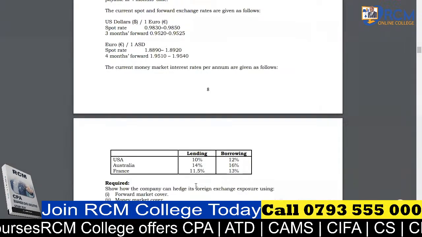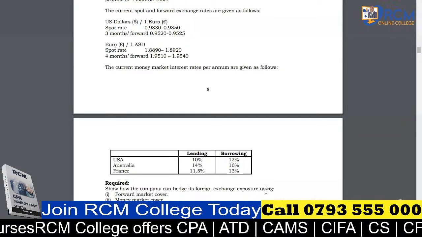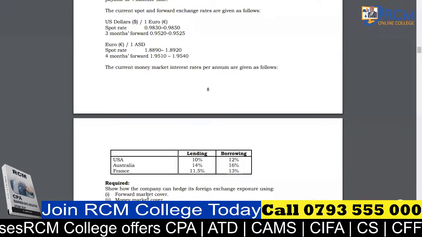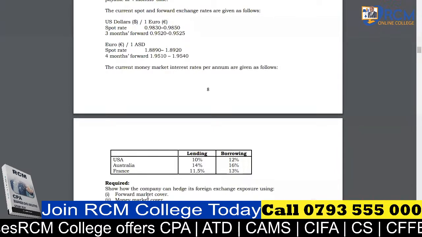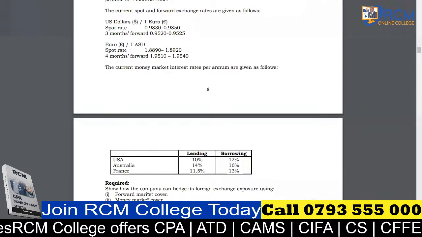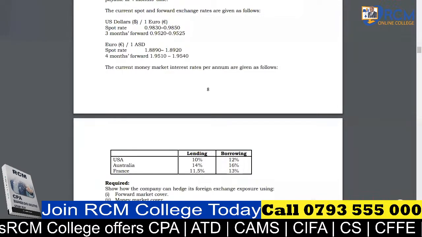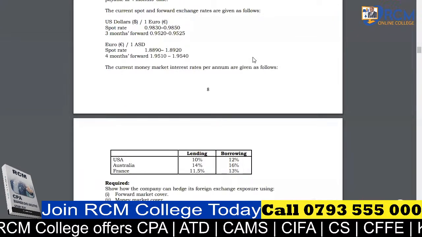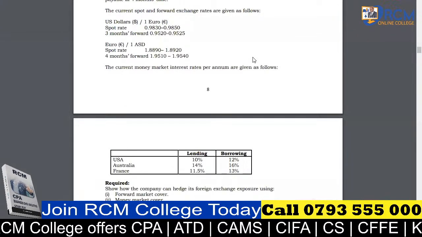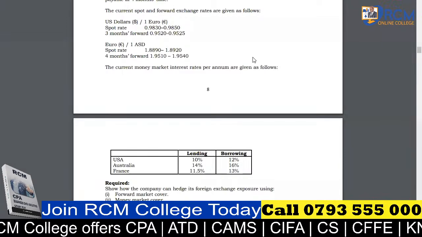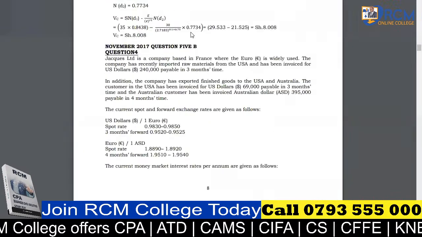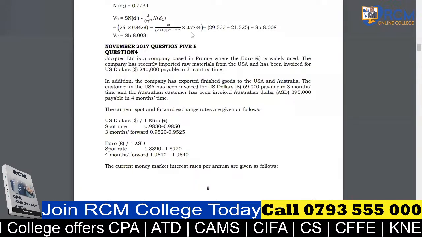How the company can hedge its foreign exchange exposure using forward market cover. Forward market cover is the same as forward contract. And then number two, ladies and gentlemen, they want us to use the money market cover. So what are they telling us up here?